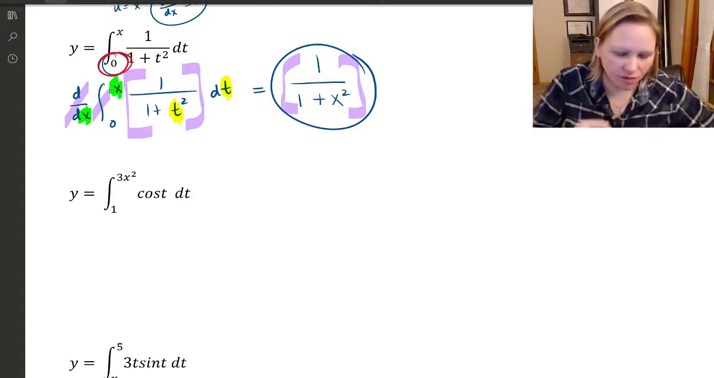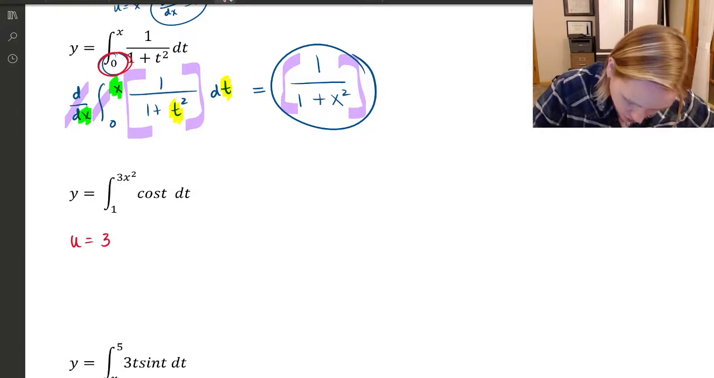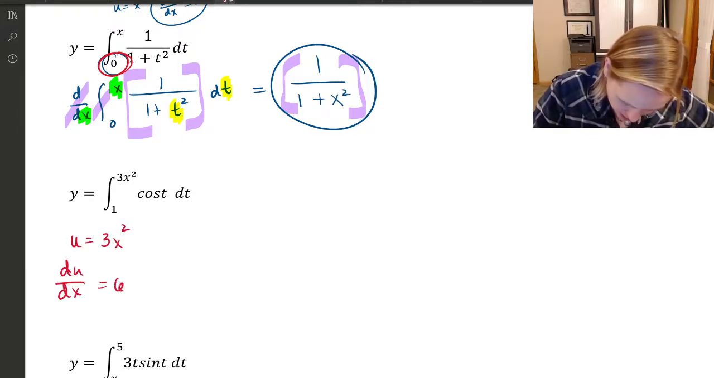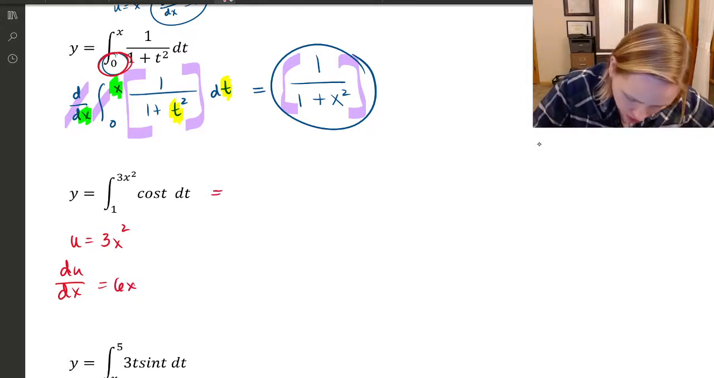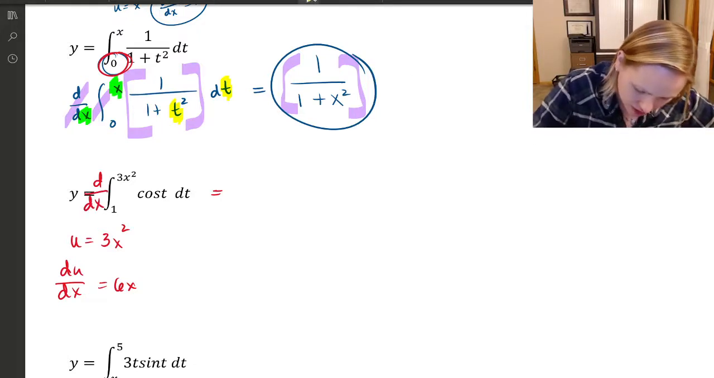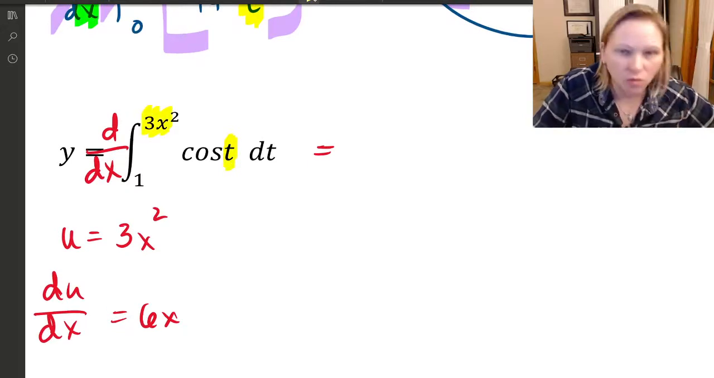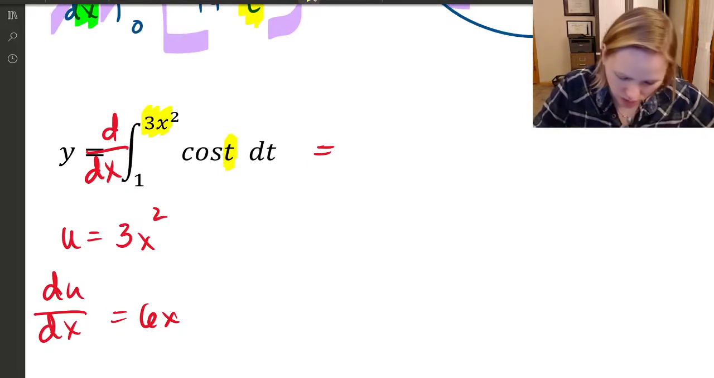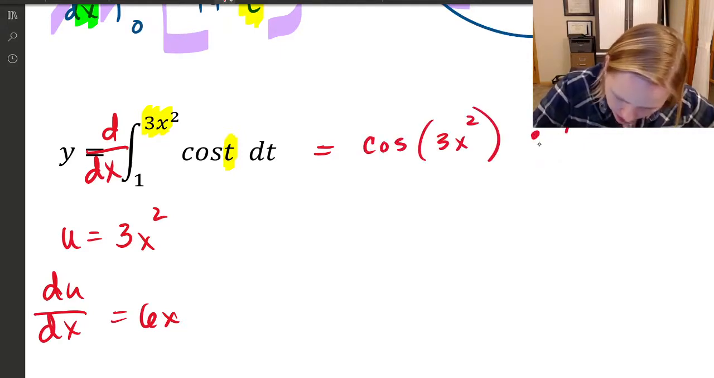And this is the fundamental theorem of calculus. So here, u is 3x squared. du dx is 6x. So now I'm going to have to include a du dx. So all I'm going to do here when I do this derivative, d dx, I'm going to rewrite cosine of t with this u. I'm going to put the 3x squared in place. So it looks like this. Cosine 3x squared. Then I'm going to tack on a 6x.